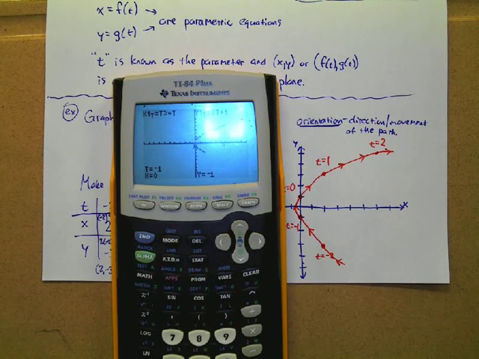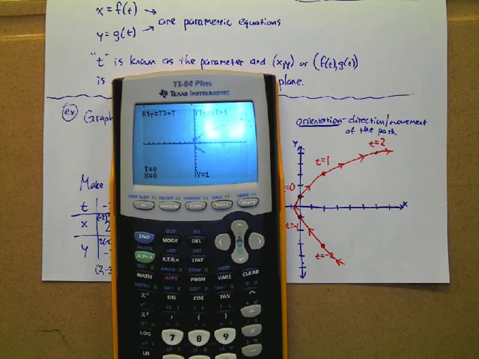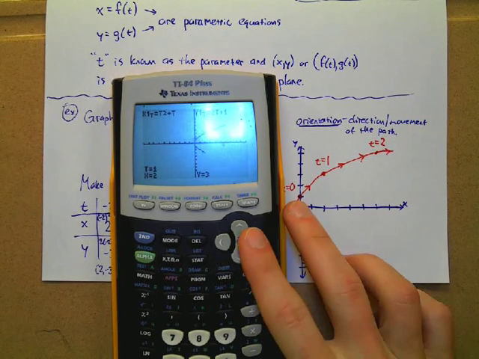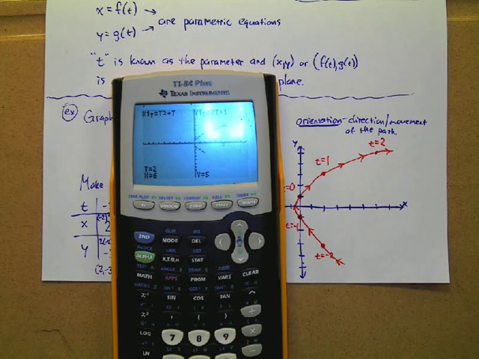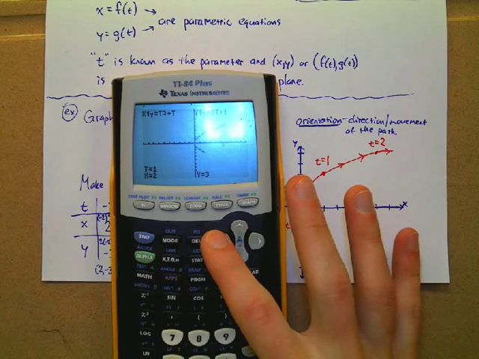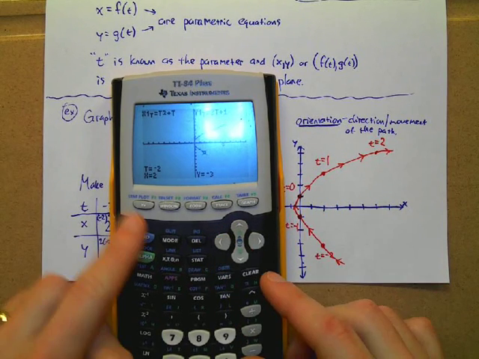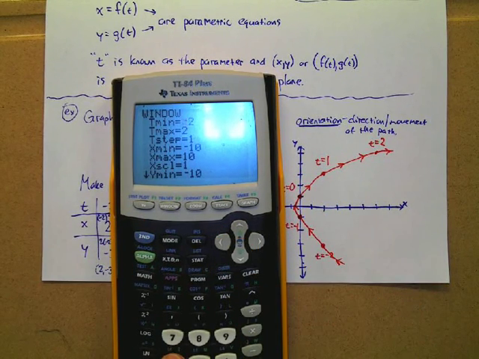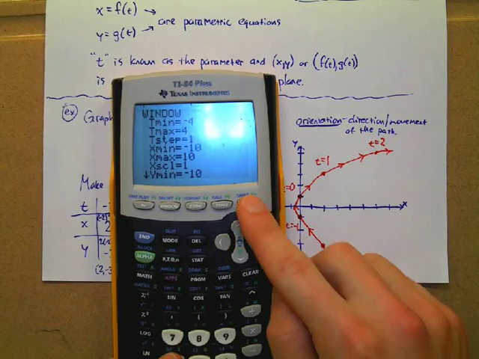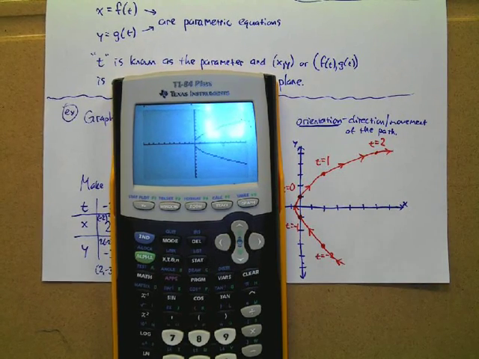So you get these fun graphs. If you want, you can play around with some. So you could do, let's do t minimum negative 4 to 4 and see what happens. And there you see we get something that's not a function, okay? And that's the idea.